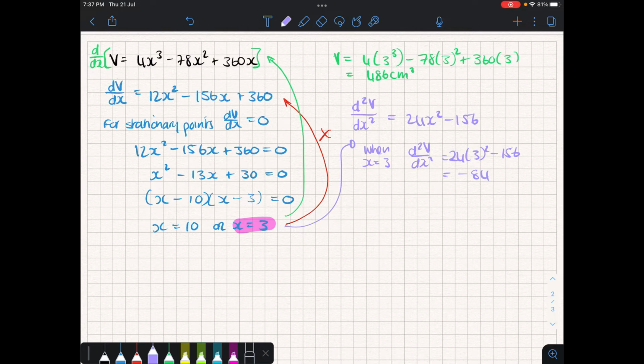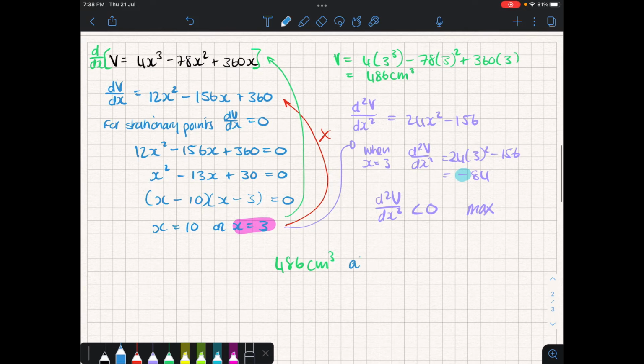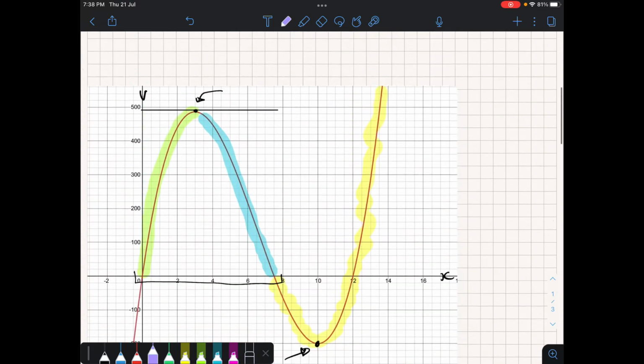I only care about the fact that it's negative, okay? So what we need to remember is that when d squared V, so the second derivative, is less than 0, then we have a maximum point. And so this stationary volume of 486 centimeters cubed at x equal to 3 is a maximum. And so that is the maximum volume that can be created as we change x.